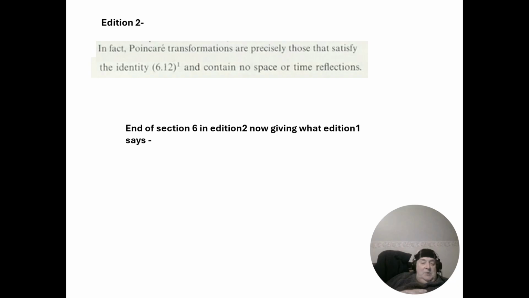The book carries on and says, in fact, Poincare transformations are precisely those that satisfy the identity of equation 6.12 and contain no spatial time reflections. And so presumably the Poincare transformations are something you can use instead of Lorentz transformations or something like that. The book's not going into enough details again. So that's the end of section 6, in addition to now giving what edition 1 says.